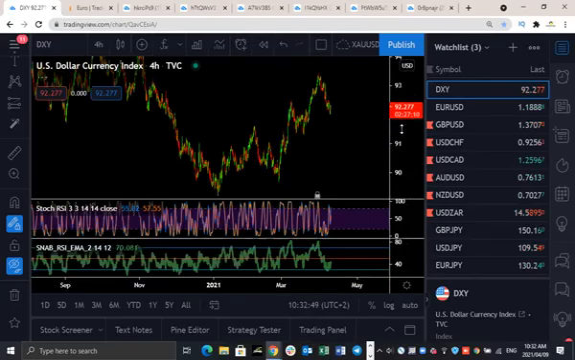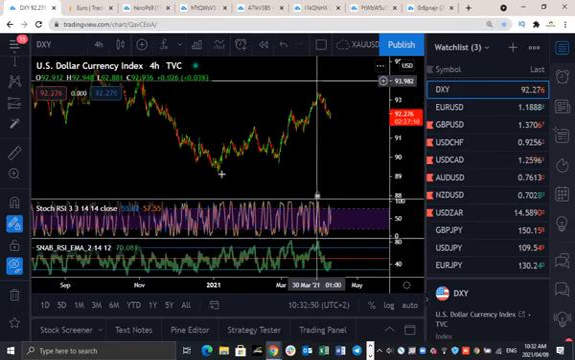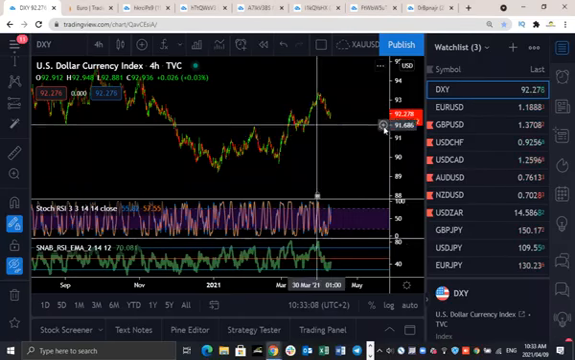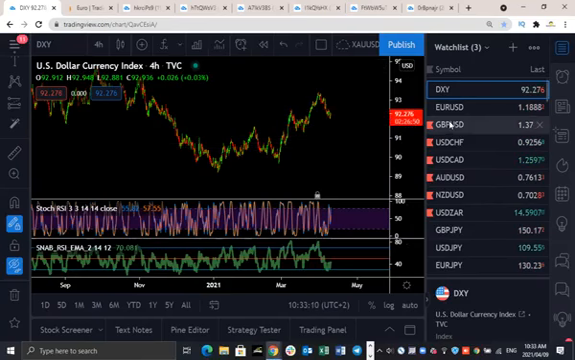Same thing with the DXY. 1, 2, 3. We've made a move down. We're going to have to get a pullback before continuing to the downside. We have got this one resetting at the top. This is still at the bottom. So a pullback here is possible, and then continuation to the downside. That is the DXY.